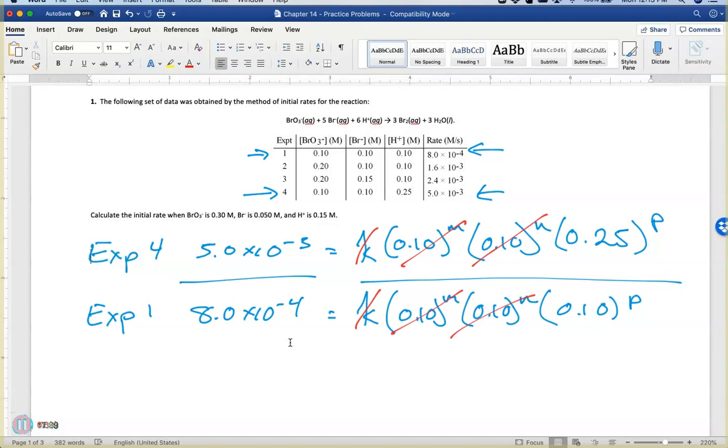Again, I'm going to switch the color. I'll try purple again to keep things organized. So 5.0 times 10 raised to the negative third divided by 8 times 10 raised to the negative fourth is 6.25, and that is going to equal 0.25 divided by 0.10 raised to the pth. Do that out. 0.25 divided by 0.1 is 2.5 to the pth.